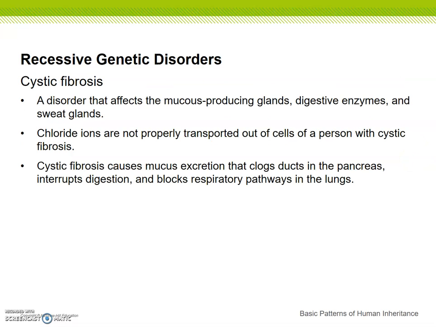Okay, cystic fibrosis. This is a disorder that affects the mucus-producing glands, digestive enzymes, and sweat glands. Chloride ions are not properly transported out of cells of a person with cystic fibrosis. And cystic fibrosis causes mucus excretion that clogs ducts in the pancreas, interrupts digestion, and blocks respiratory pathways in the lungs. This is a pretty bad recessive genetic disorder to have.